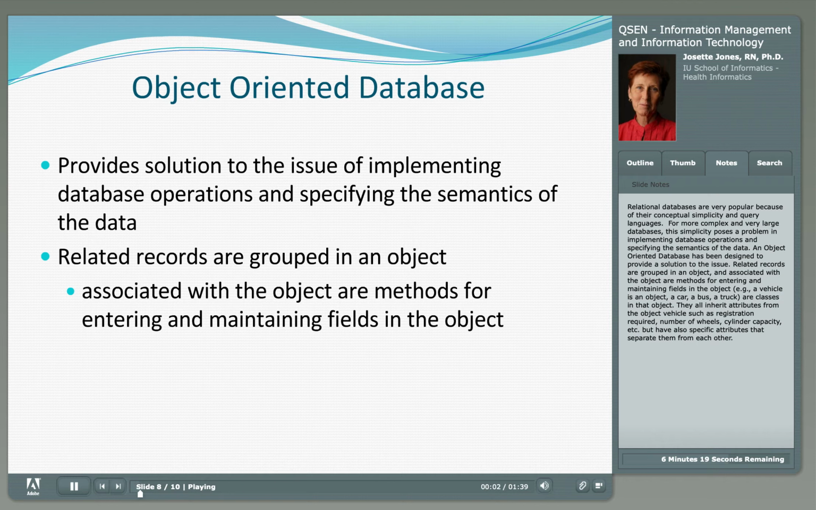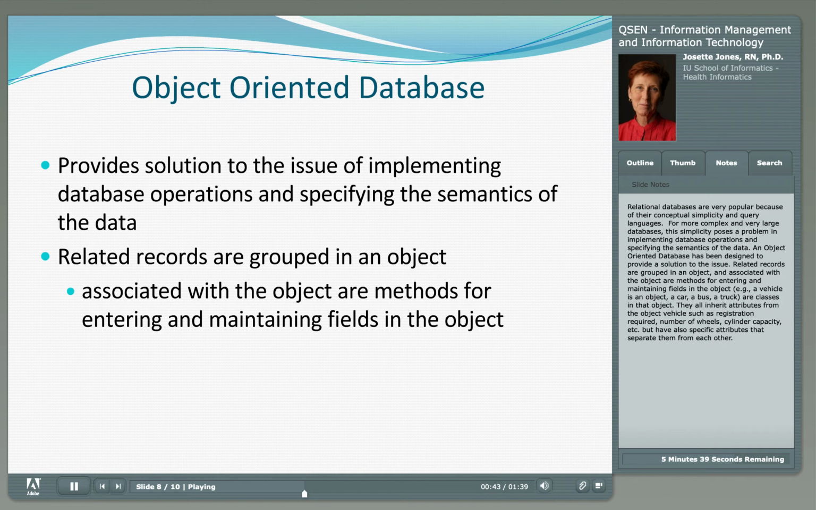Relational databases are very popular because of their conceptual simplicity and their query language, SQL. For more complex and very large databases, this simplicity poses a problem in implementing the operations and specifying the semantics of the data. An object-oriented database has been designed to provide a solution to the issue. Related records are now grouped in an object, and associated with the object are methods for entering and maintaining fields within the object.